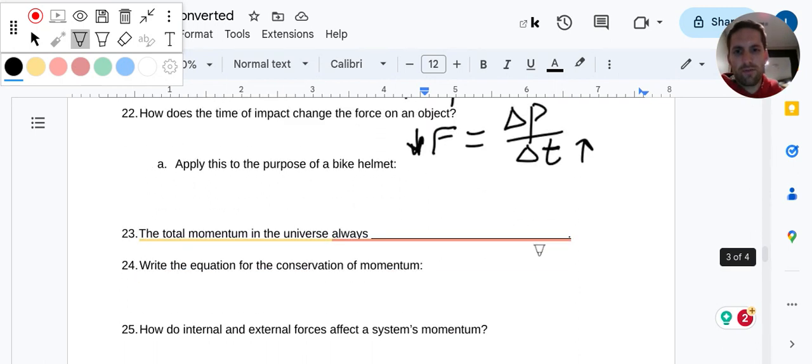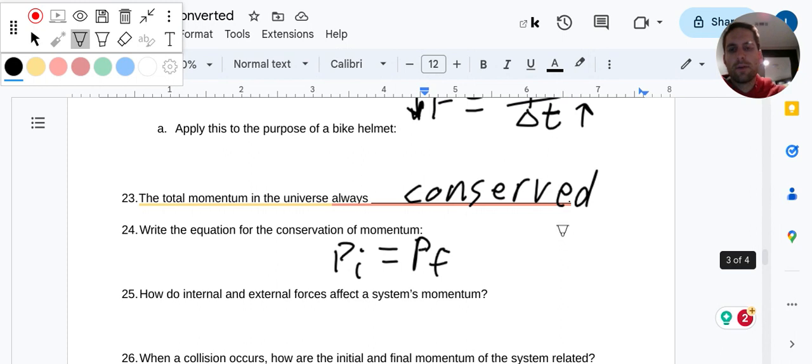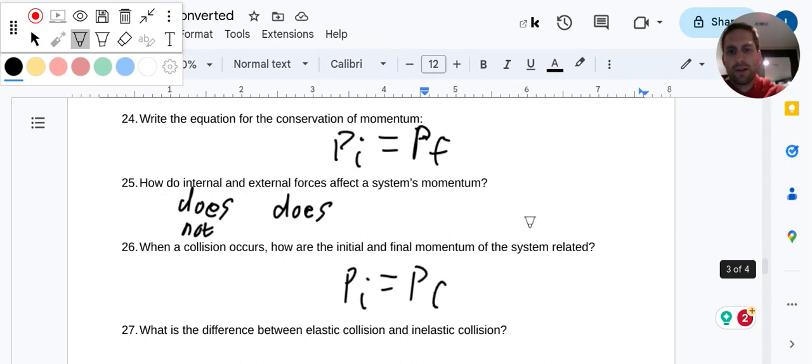So total momentum in the universe is always conserved. Because of conservation of momentum, P initial equals P final. That's the case for elastic and inelastic collisions. External forces affect the system momentum. Internal forces do not. When a collision occurs, it's always just P initial equals P final.